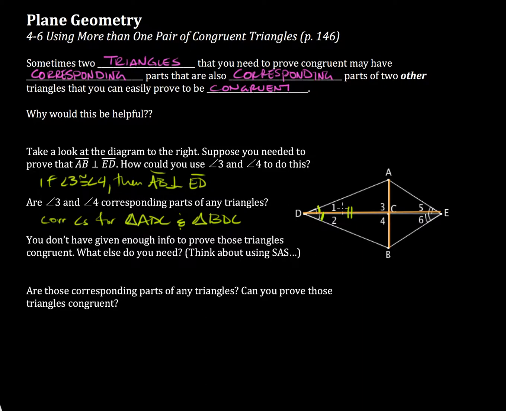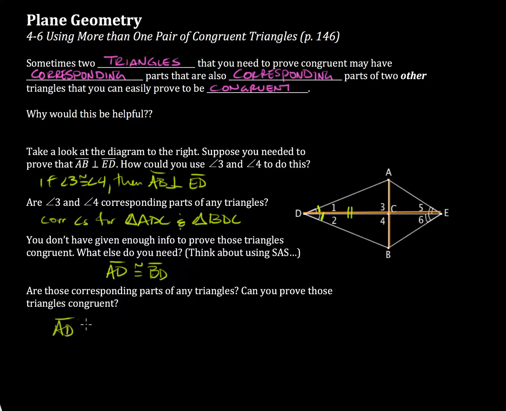And I gave you a hint here. If we wanted to use SAS to prove that these two triangles are congruent, we have one pair of angles and one pair of sides. The other pair of sides that we would need for side angle side would be that segment AD is congruent to segment BD, right? If we had that, then we could say that these two triangles are congruent, which means angles 3 and 4 are congruent, which would mean that the orange segments are perpendicular. So, are these two things corresponding parts of any other triangles besides the ones that we are hoping to prove congruent? And we notice that they are, right?